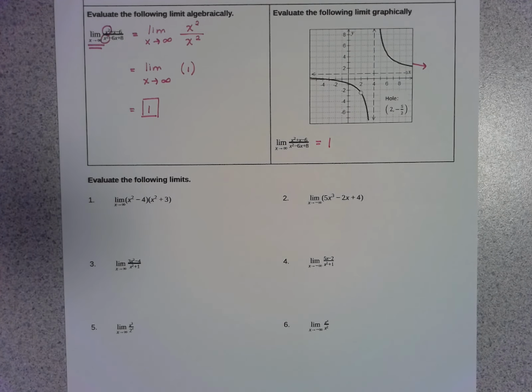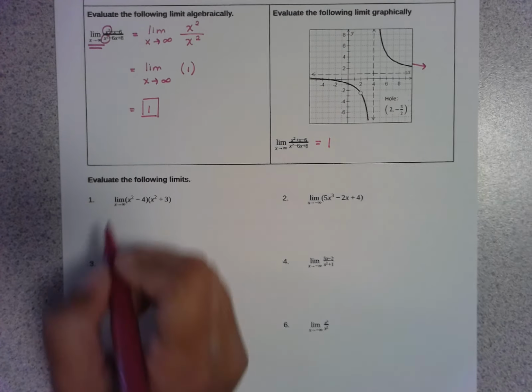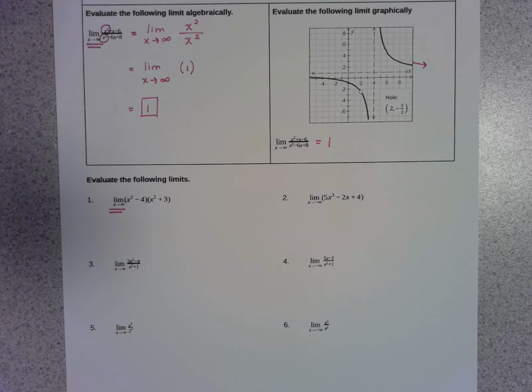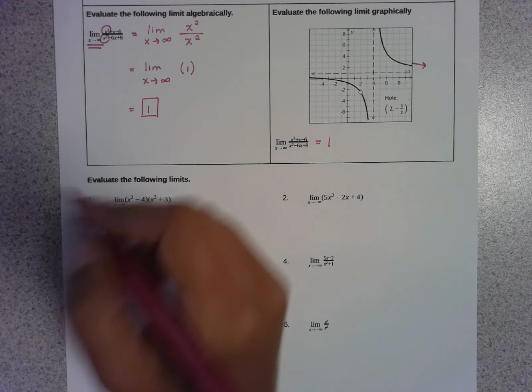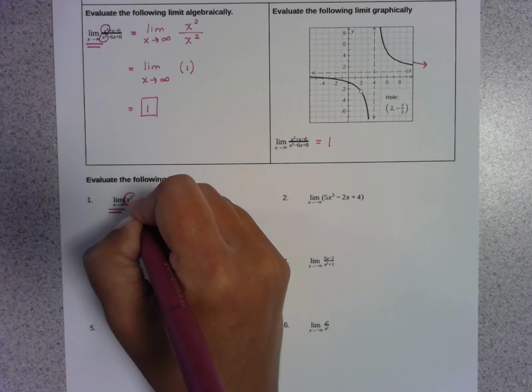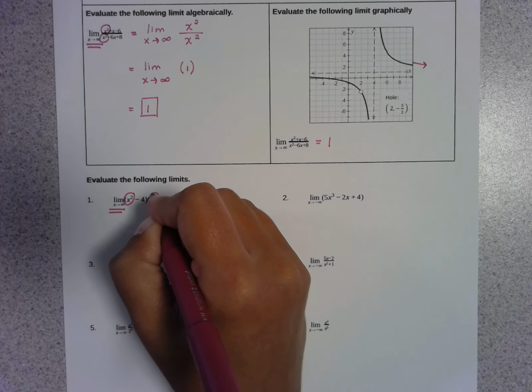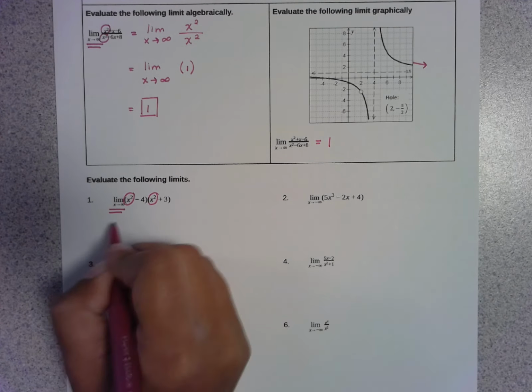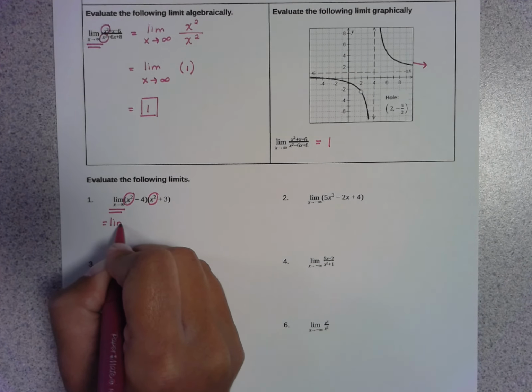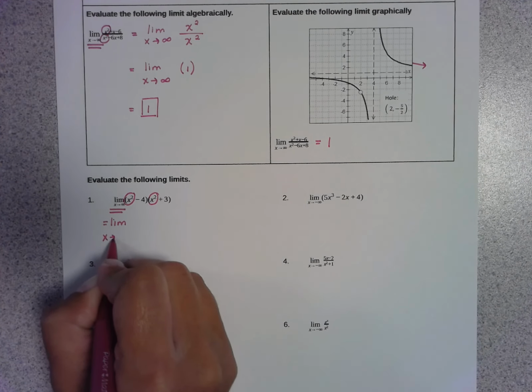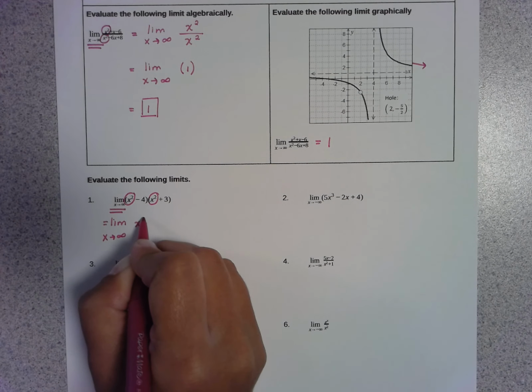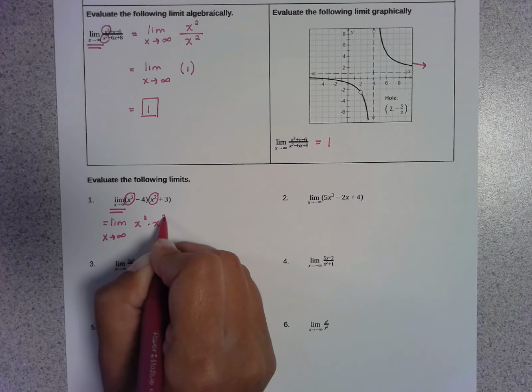Let's go ahead and go through a few example problems so we can see how to do this when we truly don't have access to a graph of the function. For problem number 1, we want to find the limit as x approaches infinity. As soon as I see the limit as x approaches infinity, I think to myself, I need the highest powers only. In this case, the highest powers in this problem are x squared and x squared. So my simplified problem would be the limit as x approaches infinity of x squared times x squared.